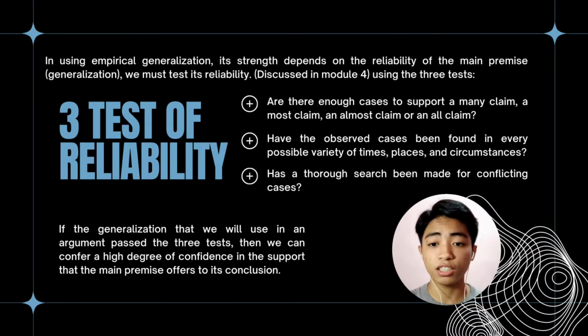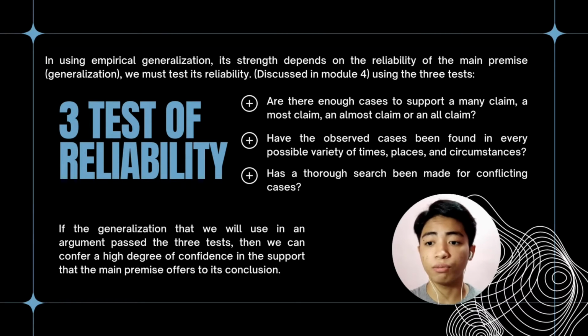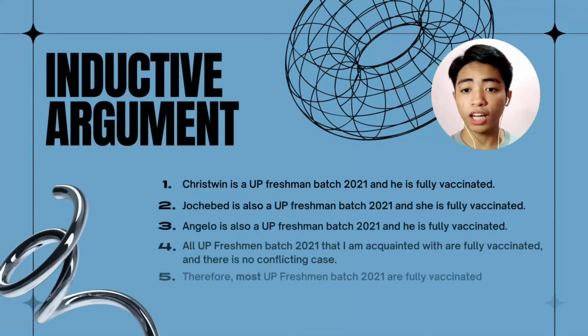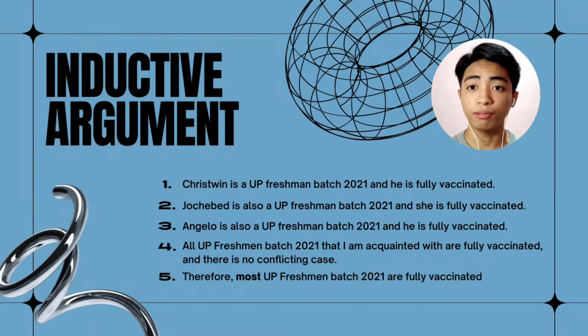If the generalization that we will use in the argument passed the 3 tests, then we can confer a high degree of confidence in the support that the main premise can offer to its conclusion. To criticize a simple empirical argument, we must reject the generalization offered. We have to show that the evidence of the generalization is not enough, or that the generalization failed the 3 tests. Another type of empirical argument is inductive argument.